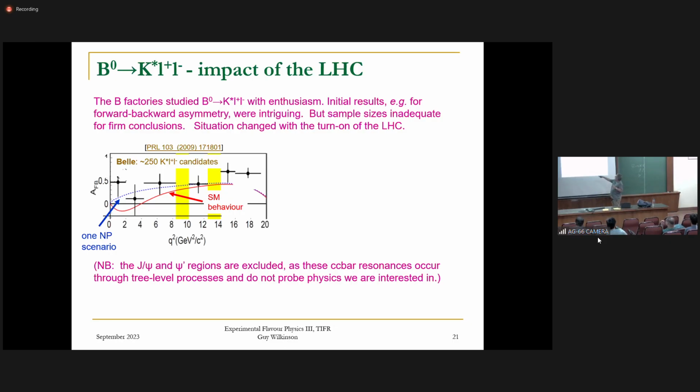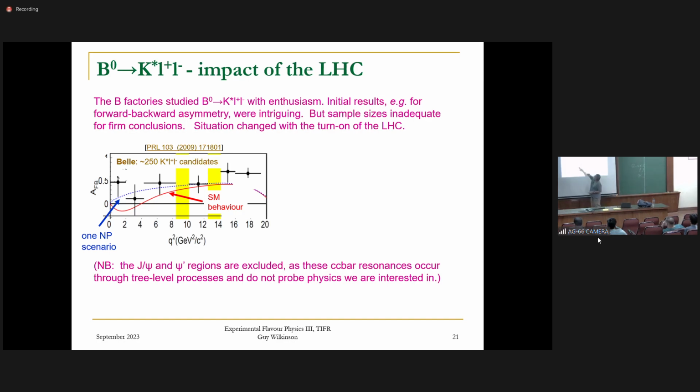This forward-backward asymmetry in the standard model is expected to start at 0, go low, pass through 0 again, and go up. The reason you see nothing here and here is that's where the invariant mass of the two leptons equals the J psi or the psi prime. And there the physics is very, very different, and it's long-range physics. So this we leave out. These are really control regions, but they don't tell us anything interesting with respect to new physics.